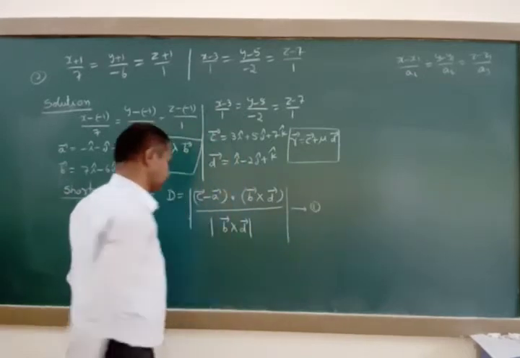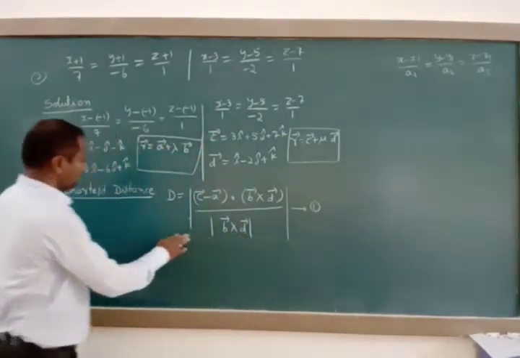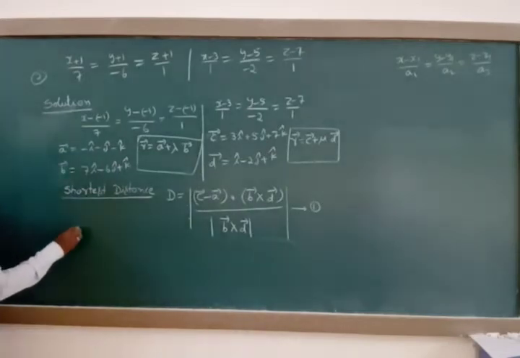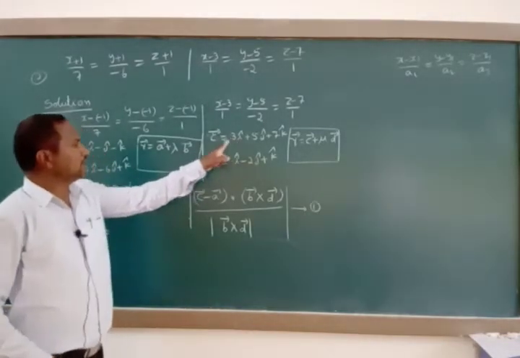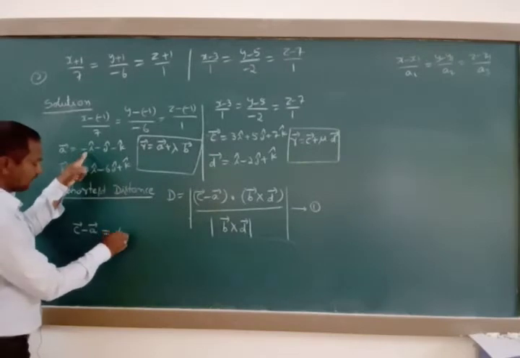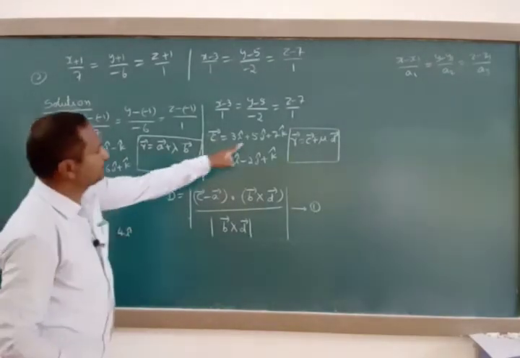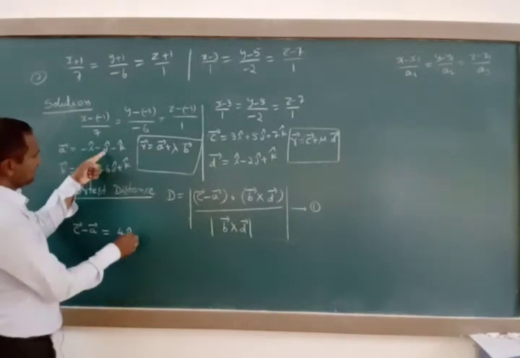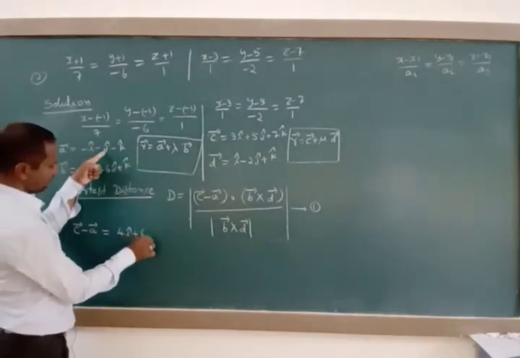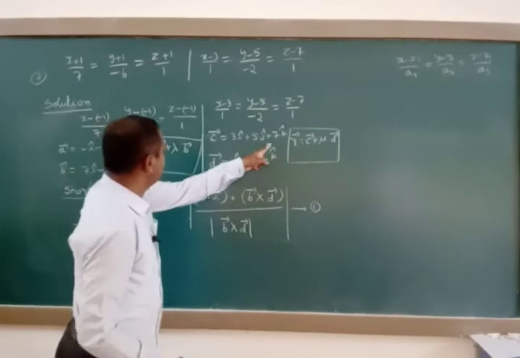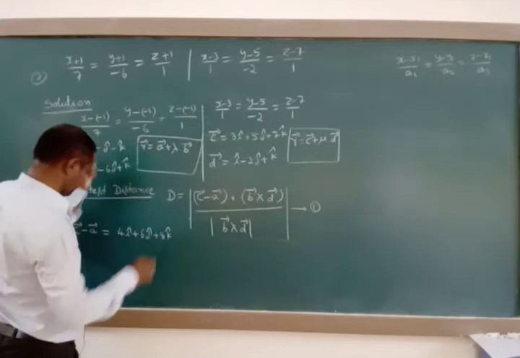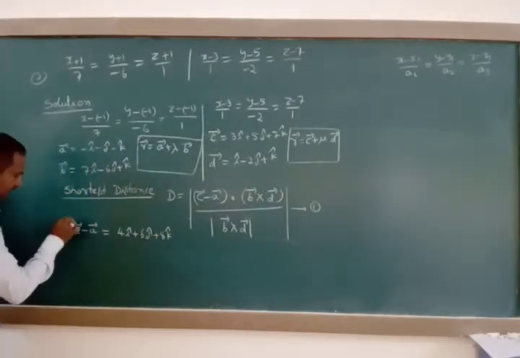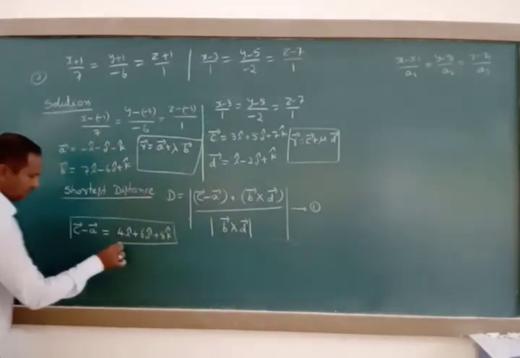First, c vector minus a vector. This is c vector minus a vector here: 3i minus of minus i is 4i cap, 5j minus of minus j is 6j cap, 7k minus of minus k is 8k cap. We need this vector to find the scalar triple product value.